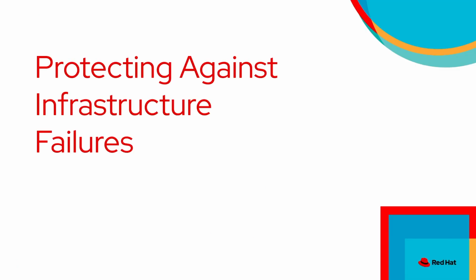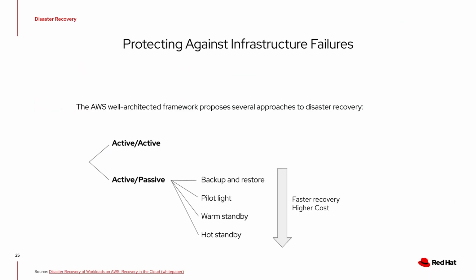So let's discuss more in depth the protection against infrastructure failures. And for that, there is a good description in the AWS well-architected framework. This framework proposes several different architectures which we can evaluate for your own solution. The basic division here is that they have active-active and active-passive approaches.